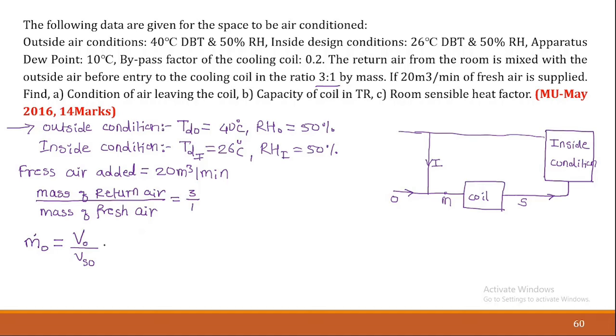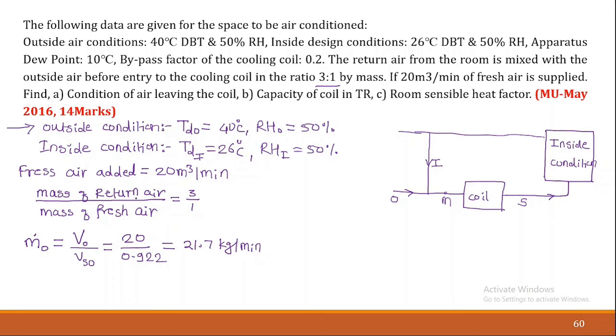If I put the values in, VO is equal to 20 and VSO is given as 0.922. If I solve this, I get the answer as 21.7 kg per minute. That is the outside air mass flow rate, the fresh air mass flow rate. So this fresh air is added at the rate of 21.7 kg per minute.